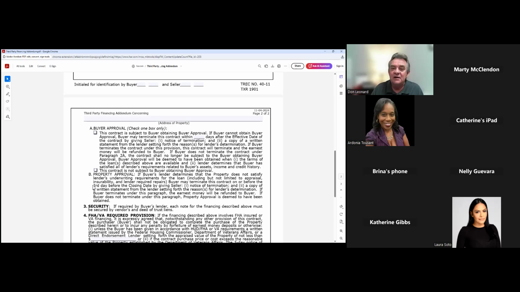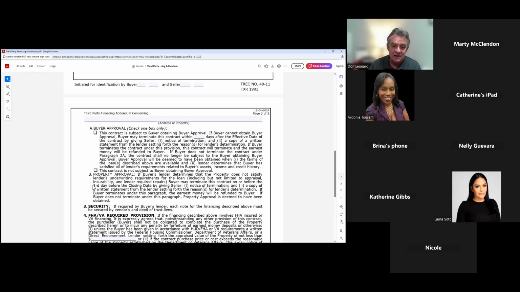You can't do it the day of closing, the day before closing, 2 days before closing. It says it has to be on or before the third day prior to closing. So you can't wait until the last minute to do it, because if you do, then you have not met the requirements of getting the earnest money back. So we have to make sure that that gets done.